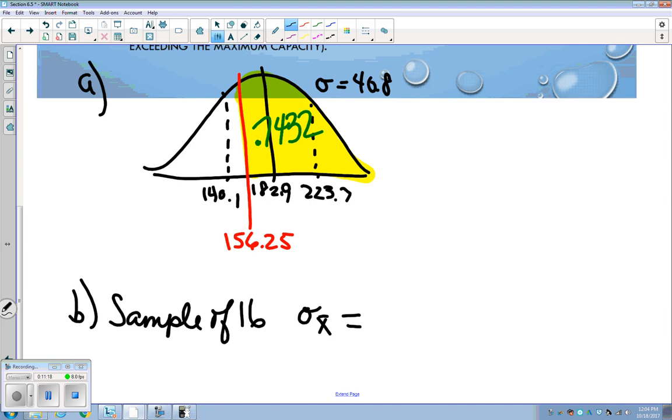Remember what it is? It is sigma divided by the square root of n. Okay? So in this situation, sigma was 40.8, but I've got to divide it by the square root of n. And how many people in my sample? 16. Somebody run that through your calculator.